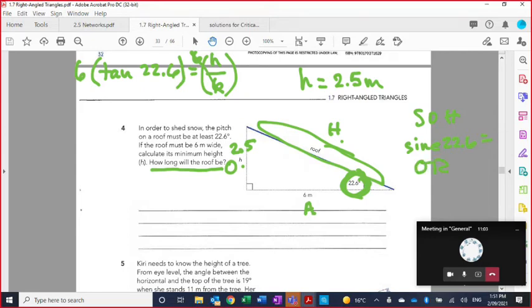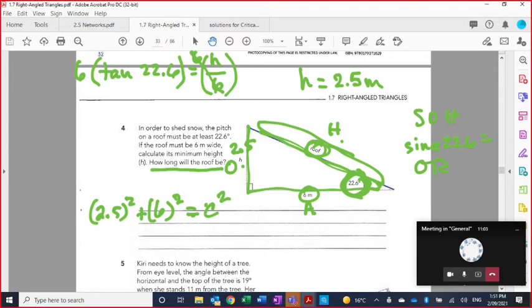Or, because we now know two sides, and we're looking for the third side, we can just use the Pythagorean formula. So, remember that these are the sides, right? And that's the hypotenuse. So it'd be 2.5 quantity squared plus 6 quantity squared equals C squared or roof squared. Who cares what letter you use? Nobody cares. And then 2.5 squared plus 6 squared, and then take the square root of both sides to get the answer. So don't forget that you have this tool.